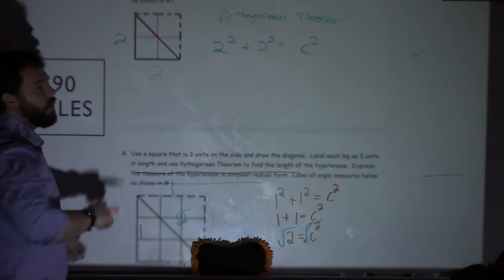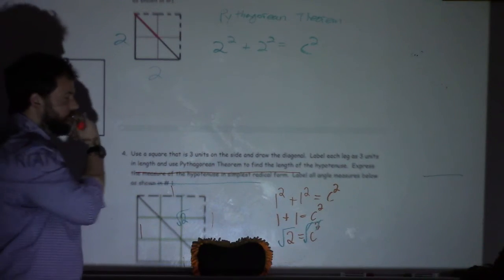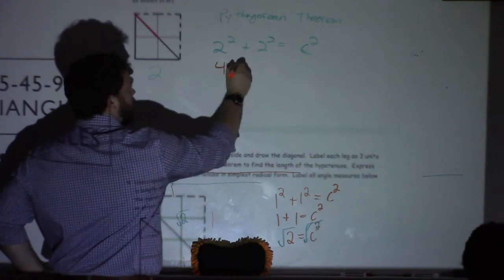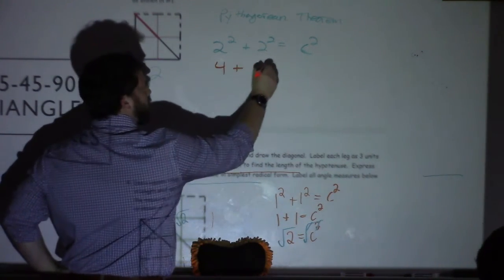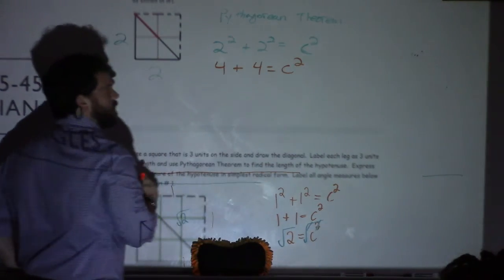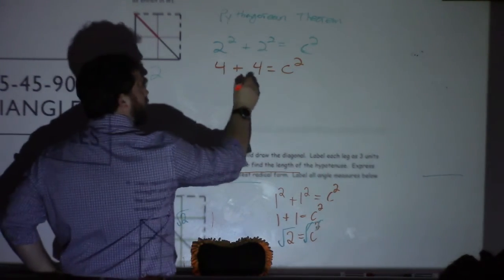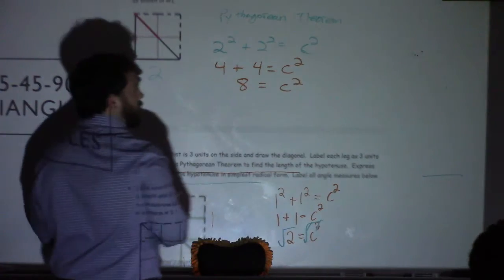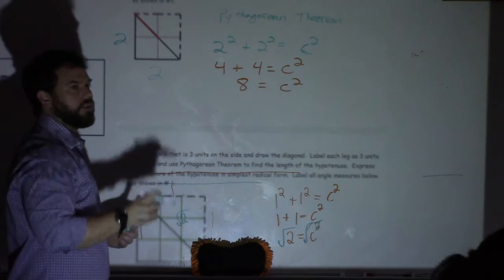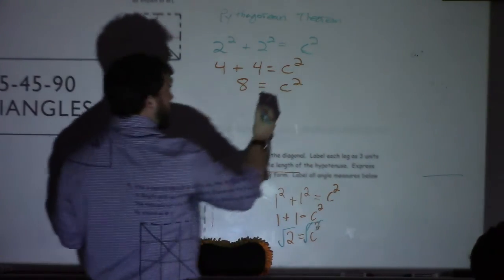Okay, so now what? 2 squared is 4. 4 plus 4 equals c squared. 8 equals c squared. So c squared is equal to 8, so what do I need to do? Square root.